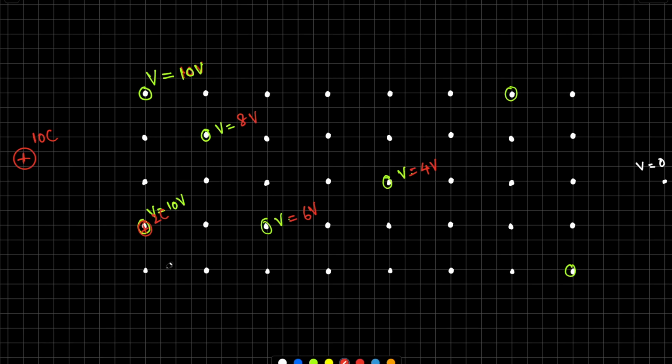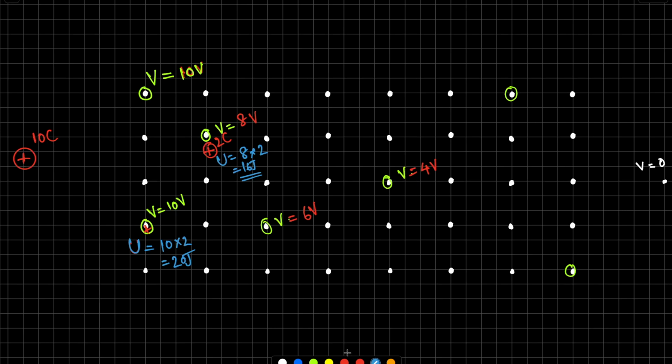So you can calculate the potential energy U. U is the electric potential energy, just by multiplying these two numbers, 10 times 2. That is 20 joules. Now I'm going to move this 2 coulomb charge to this point here. How do you calculate the potential energy of this charge at this point? U equals potential at this point, 8, times the charge 2, that is 16 joules.